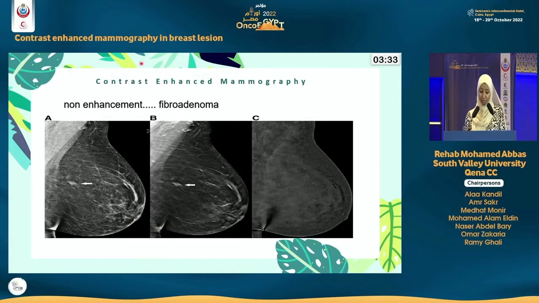لو جينا بصينا برضو هنا على الليجن ده هنبص على 2D image العادية هنلاقي إن في عندنا well defined lesion موجود وله smooth outline.